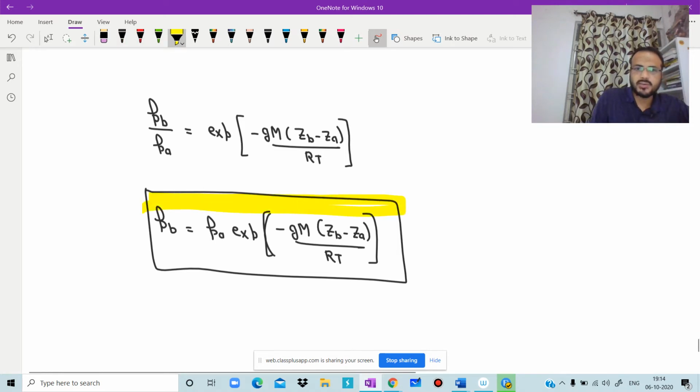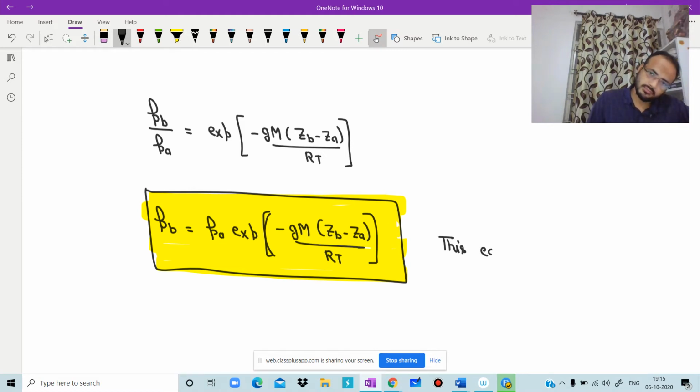This equation is known as barometric equation.